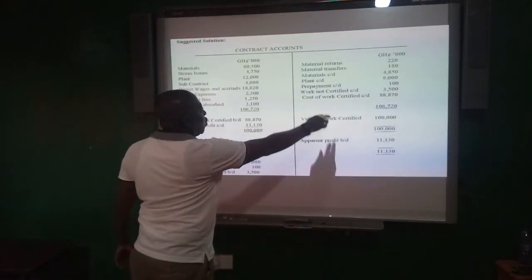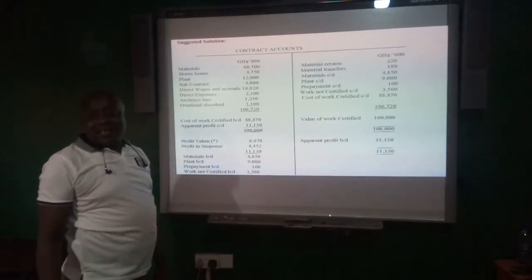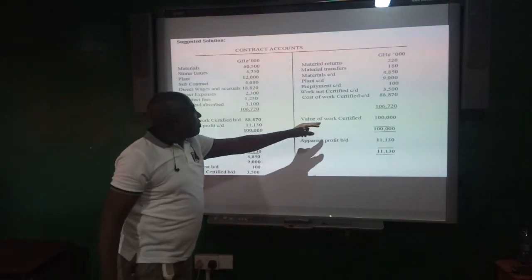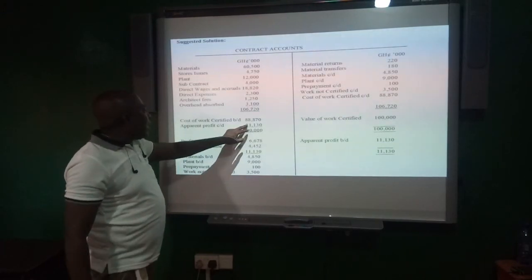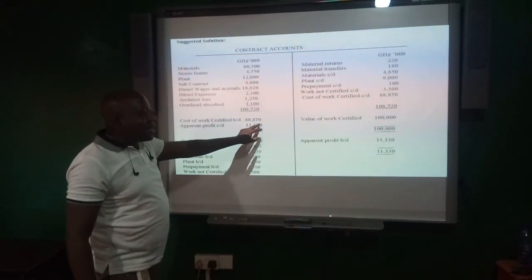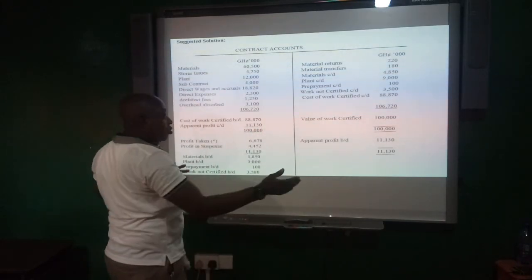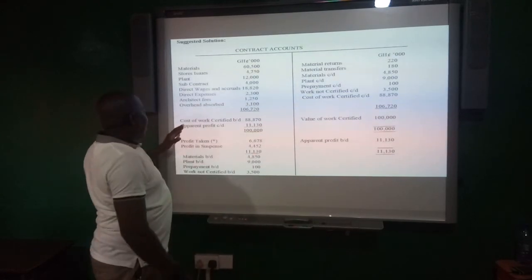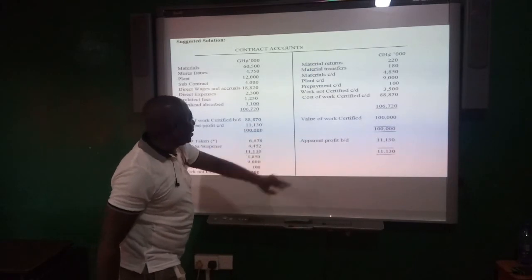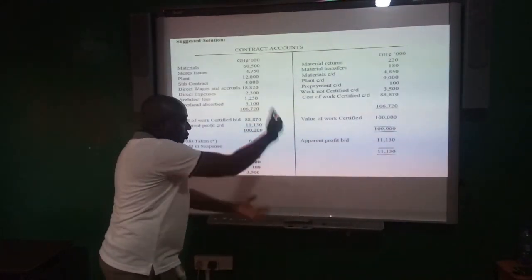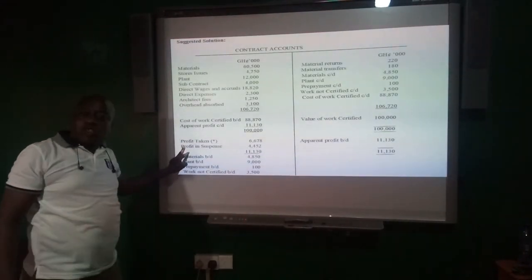And so you bring the cost of work certified here, and this is the value of work certified by the architect. So the difference between this one and that one gives you the apparent profit, which is 11,130. So you balance your account. You are all accounting students, so you know, you balance your account, and then you bring the apparent profit carried down. You bring it here. That is the third segment.